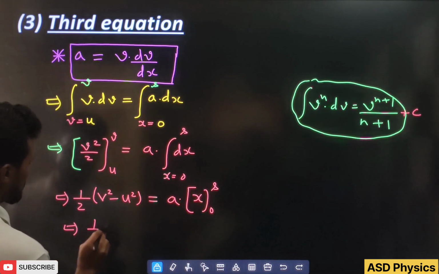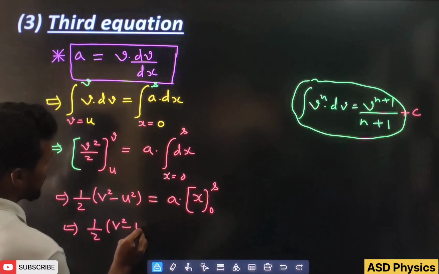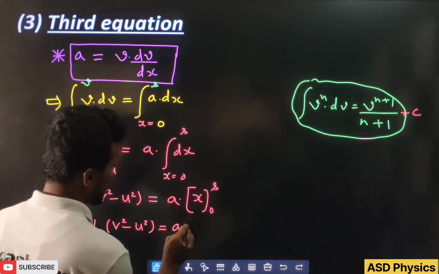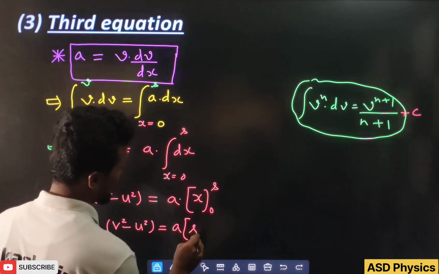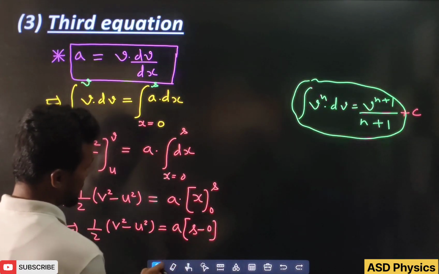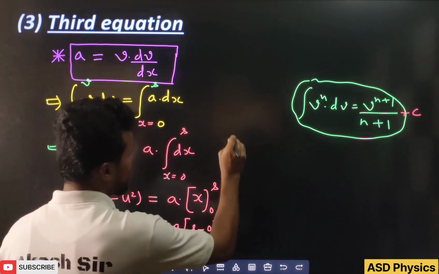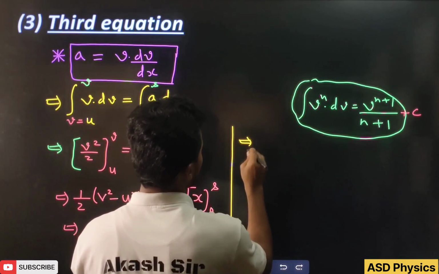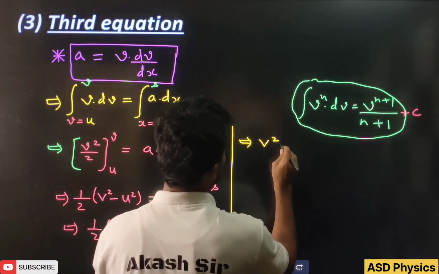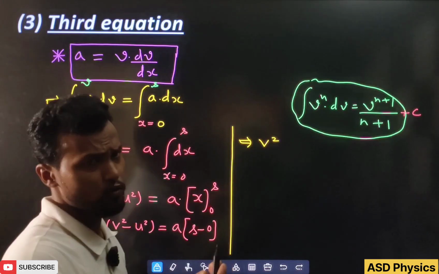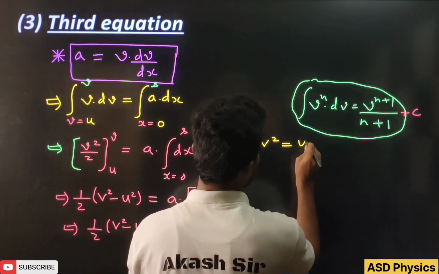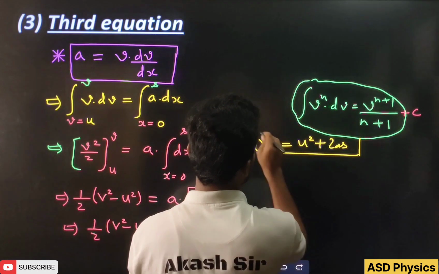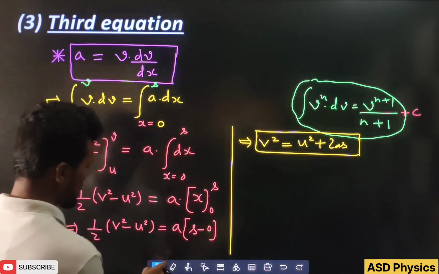So half of v square minus u square is equal to a, and upper limit x equal to s, lower limit x equal to 0. After that, when you simplify this, it becomes v square minus u square equal to 2as, or you can write v square equal to u square plus 2as. So this is the equation.